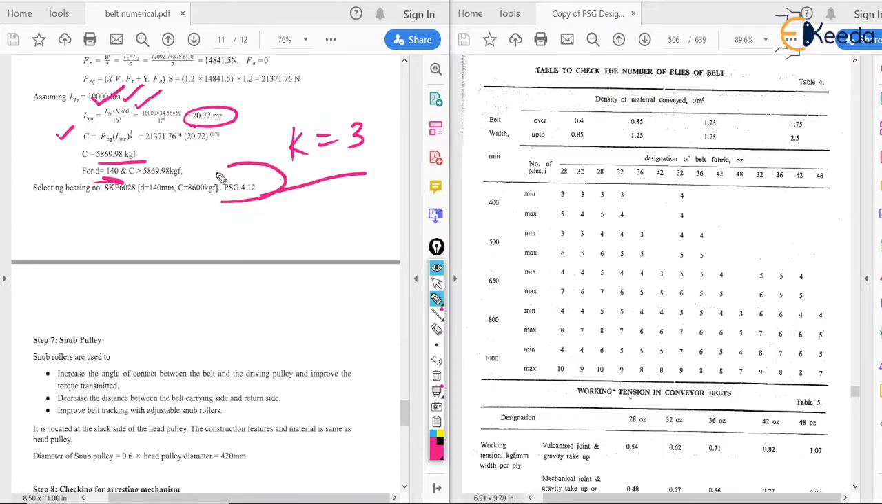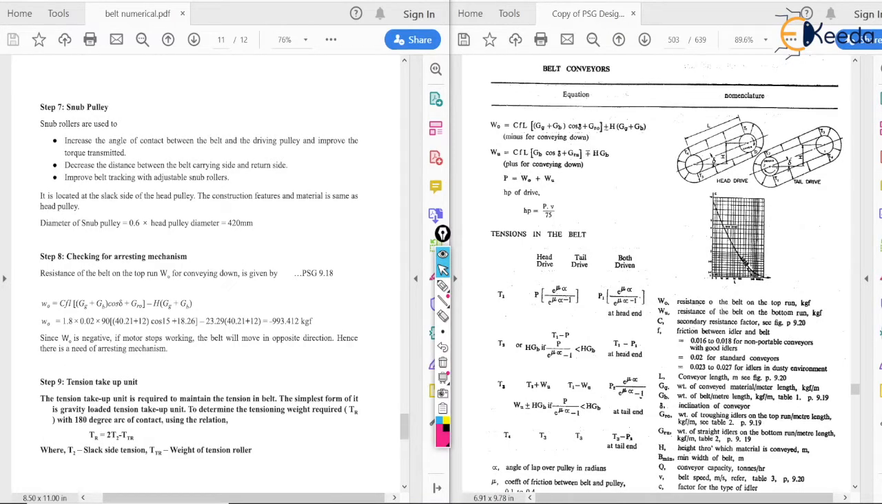So on PSG 4.2 we are going to select the value which is having diameter 140 at least, and which is having capacity greater than 5869.98 kgf. So it is the bearing SKF 6028, which is having the diameter 140 and the dynamic capacity it is 8600 kgf. Now here we are going to start with snub pulley.